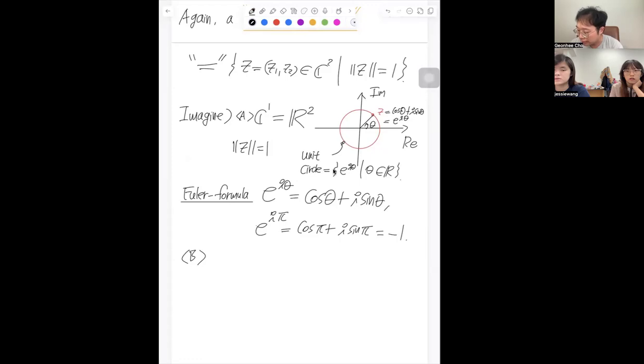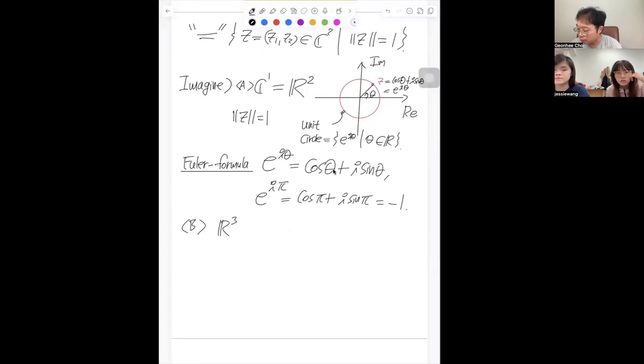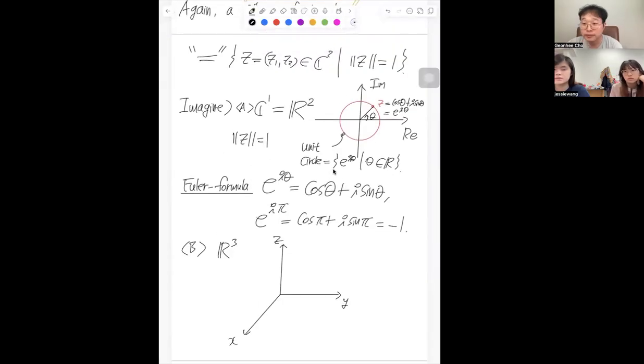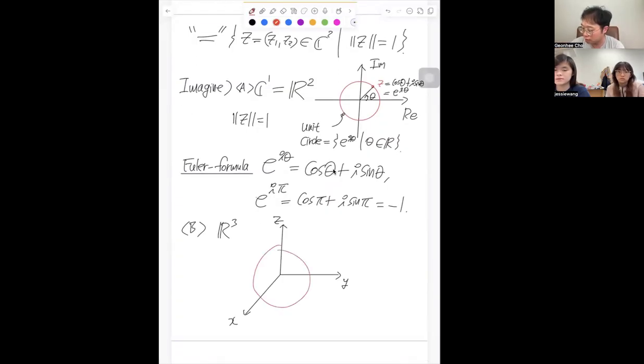So B, let's just increase one dimension higher. Now I'd like to look at R3. Then you can draw the picture like this, right? Previously it was the XY plane. Now it is X, Y, Z, three axes. Still let us collect all the unit vectors. Then if you try to draw it, we'll get this. Does that make sense to you? I mean, just the surface.